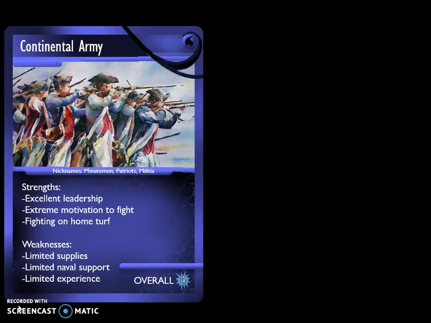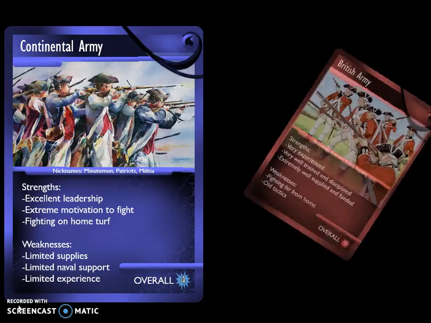Weaknesses, they didn't have many supplies. They didn't have much naval support, or at all, and they had limited experience. They had not seen a war or been in a war before. Very, very few were involved in the French and Indian War.